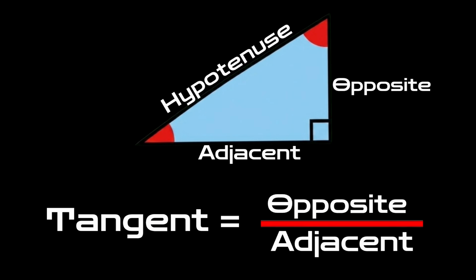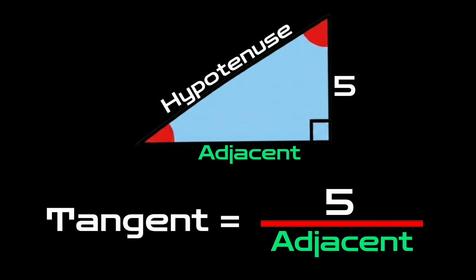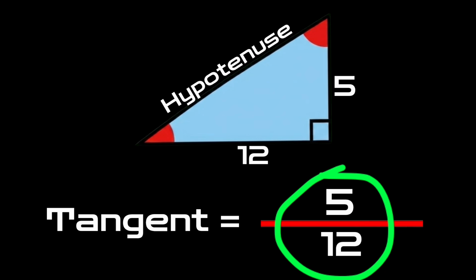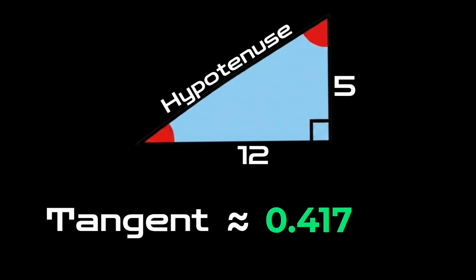Now the third one. Tangent equals opposite divided by adjacent. Suppose the opposite side equals 5 and the adjacent side equals 12. 5 divided by 12 equals approximately 0.417.